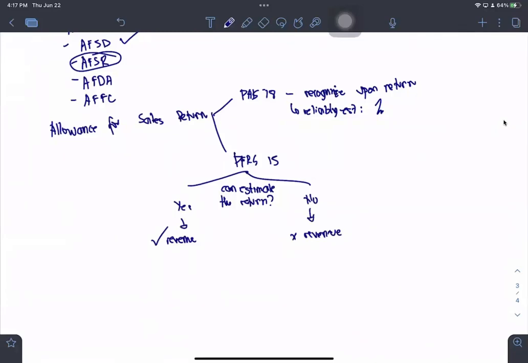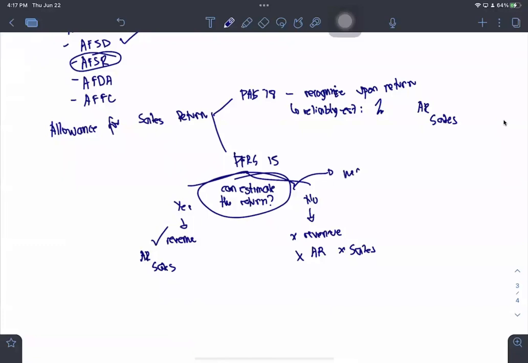So before, you just recognize AR and you recognize sales. So under PFRS 15, you need to determine whether you can estimate the return. If you can estimate the return, then you can recognize AR and sales. But if you cannot recognize it, there will be no AR and there will be no sale. So everything starts with your estimation of the return. Why? Because you need to measure reliably what is to be recognized. Always remember, some of the recognition concept is that it must first be probable and it is measurable. So if you cannot estimate it really, therefore, there is a problem as to the measurement of that revenue, then you cannot recognize it. So if you cannot estimate, no revenue, no AR, no sales. If you can estimate it, there is revenue, there is AR, and there is sales.